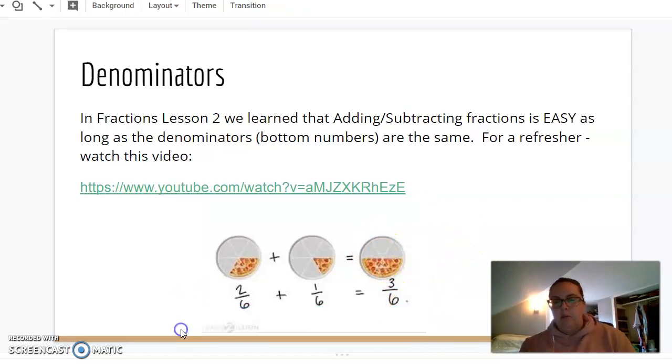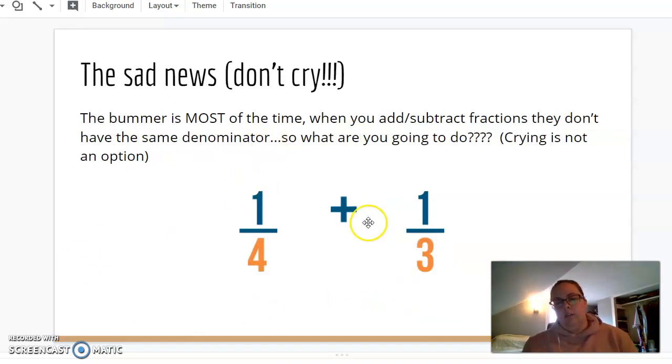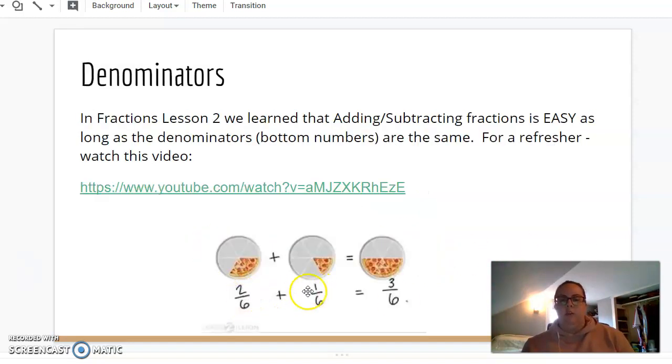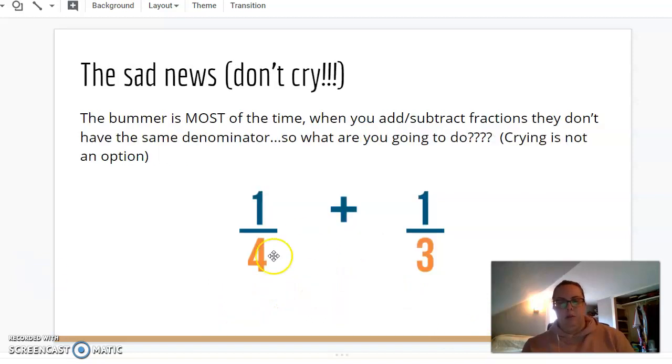Okay, adding and subtracting is easy. You just add the top numbers, and keep the bottom numbers the same. Okay, so 2 plus 1 is 3. 6 and 6 means our denominator is 6. Sadly, that's not how it always goes. We often have different numbers on the bottom when we're adding or subtracting fractions. So this is where we're actually going to have to do a little bit of work. It's not just as simple as saying 2 plus 1 is 3, keep the bottom number, because we can't keep the bottom number if there's 2 different numbers.